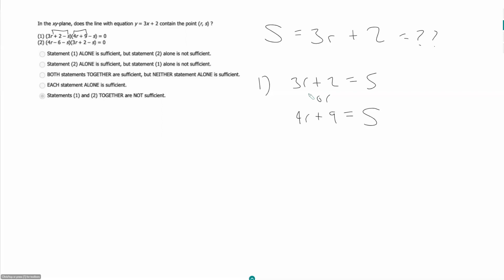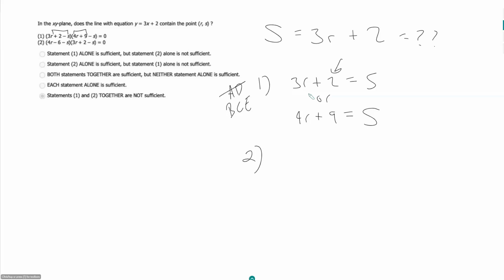So is this sufficient or insufficient? Well, it's insufficient because it's possible that S is equal to 3R plus 2, but it's also possible that S is not equal to 3R plus 2. So this is insufficient because we got two different values for S.